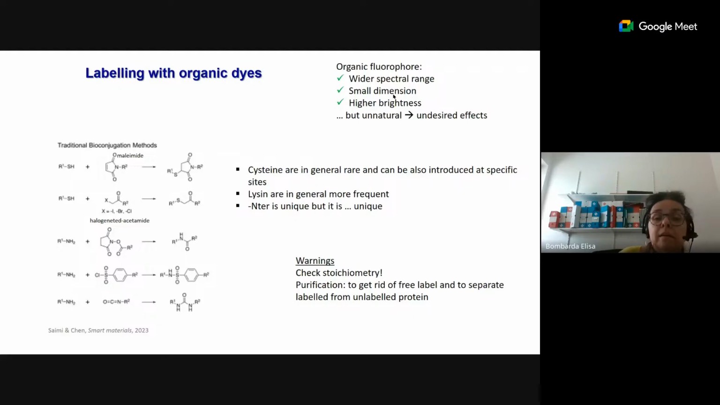As you remember, the problem of the hydrophobic quencher was quite an issue actually, and so all these things need to be checked.